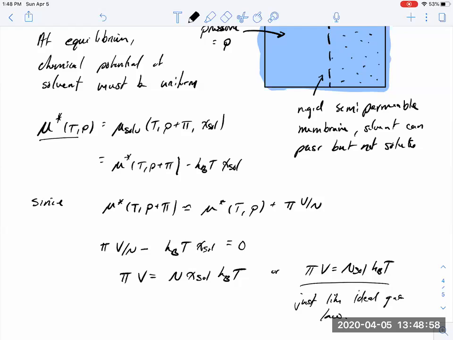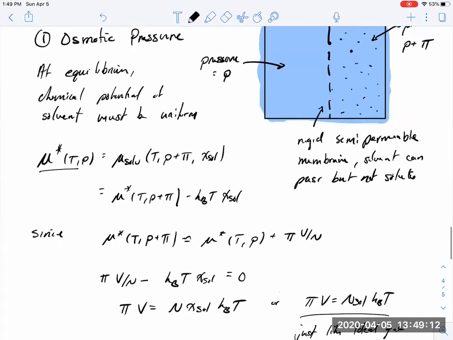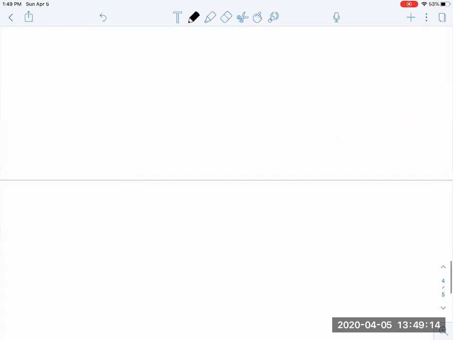This emerges simply from counting spatial arrangements, just counting up the number of arrangements that solute can occupy. So this osmotic pressure is one implication of this entropy of mixing. Another example is what's known as boiling point elevation.